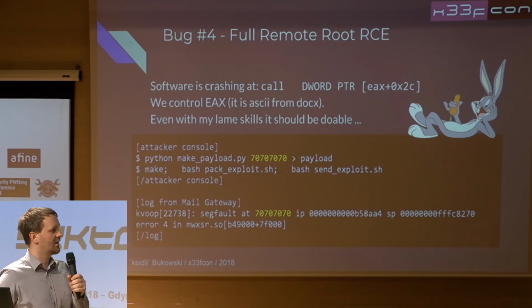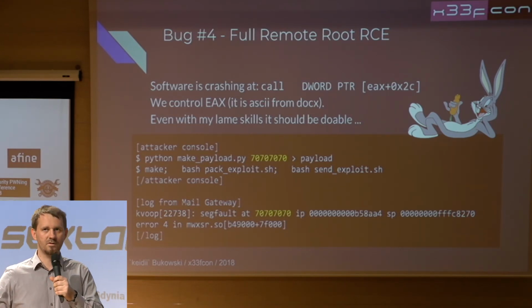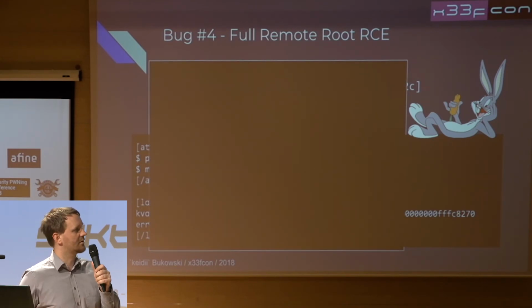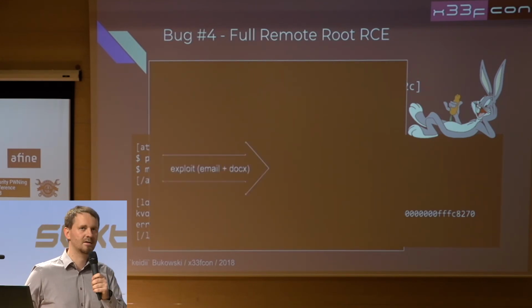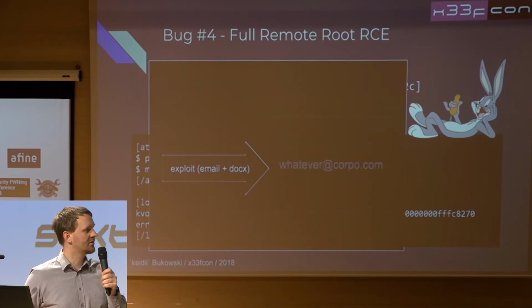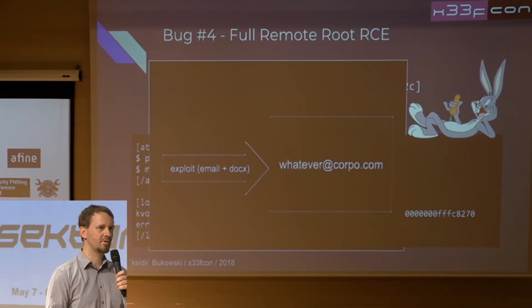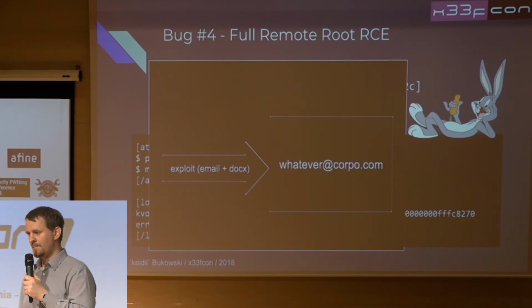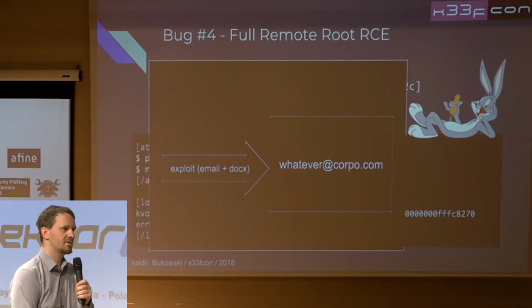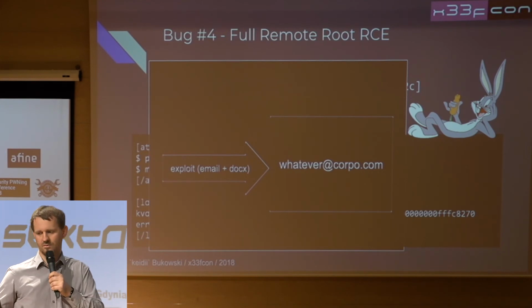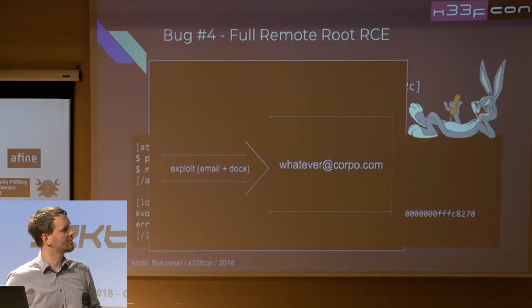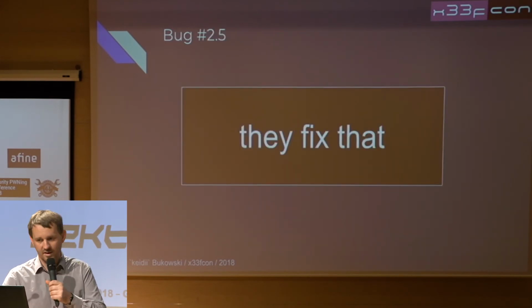So, exploited. What is very funny, to trigger this bug you don't need anything, because you just need to send the email with attachment to even a non-existing email in the corporation that is protected with this solution. So you just prepare the exploit, send it randomly, and you take over control of the mail gateway of the whole company. Luckily, they fixed that.